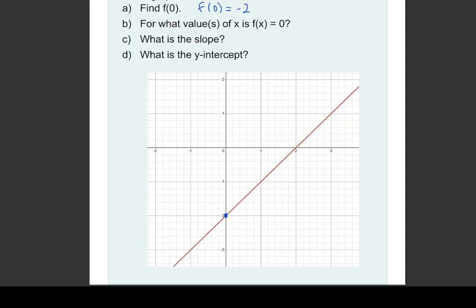Now, for what value of x is f of x equal to 0? So where is my output 0? That means where is y equal to 0? And that happens right here at positive 2. So x equals positive 2.